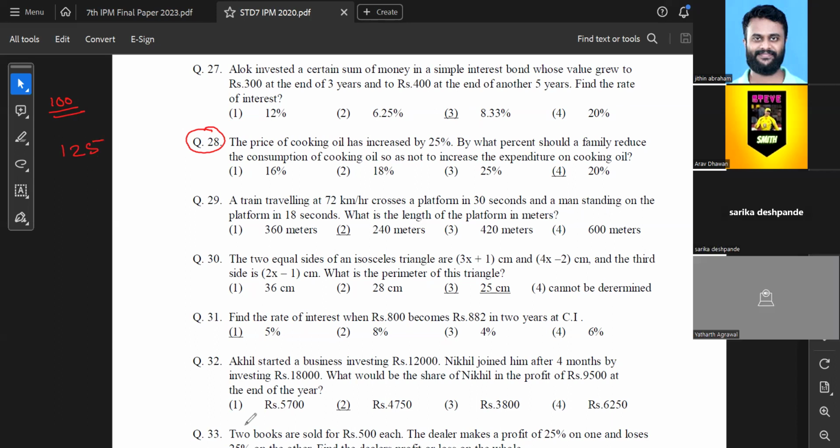Sarika, please mute yourself. My dear children, it's a humble request to everyone. Please mute yourself when you do not want to ask any doubt. What happens when you shout in the background? It goes into the ears. Okay, so yeah, thanks a lot.